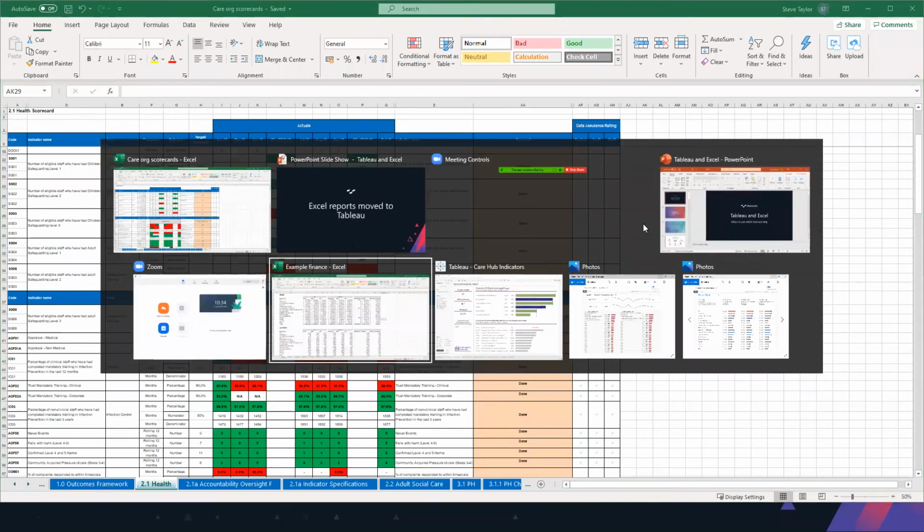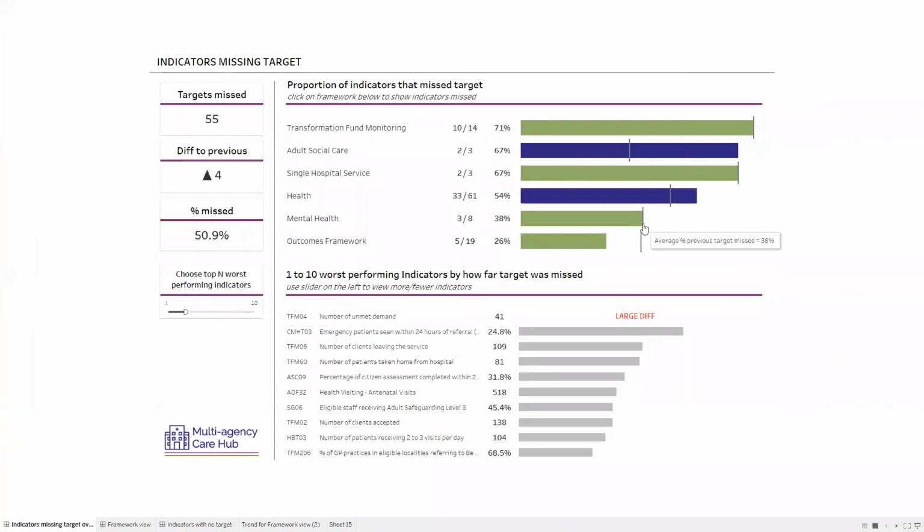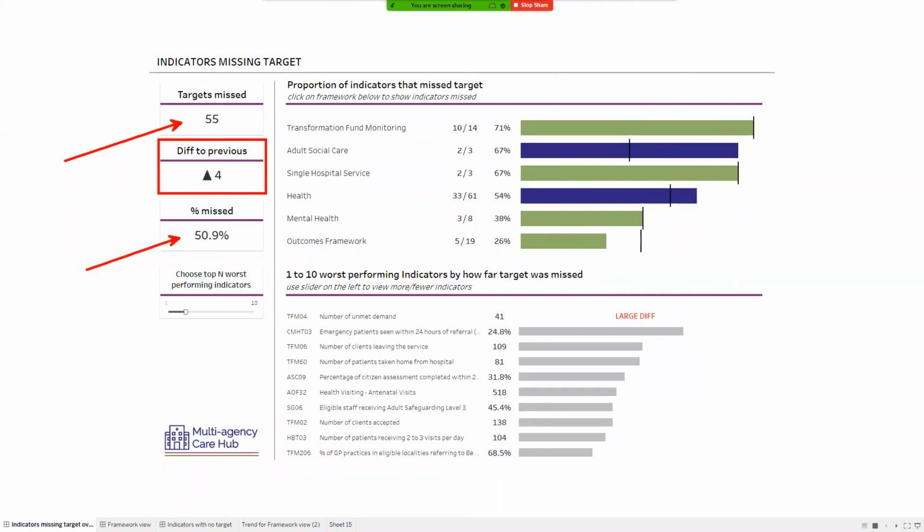Now, I built this a few years ago. I'd probably design it differently now, but effectively, what's important in this information? How many targets have we missed? How are we doing compared to last week? Do we congratulate ourselves, or do we say we could be doing better? We've got an increase, so that's bad. And what proportion of our targets are we missing overall? I could not get that information in 10 minutes from the report that was given to me, so I was trying to give them that information as quickly as possible.